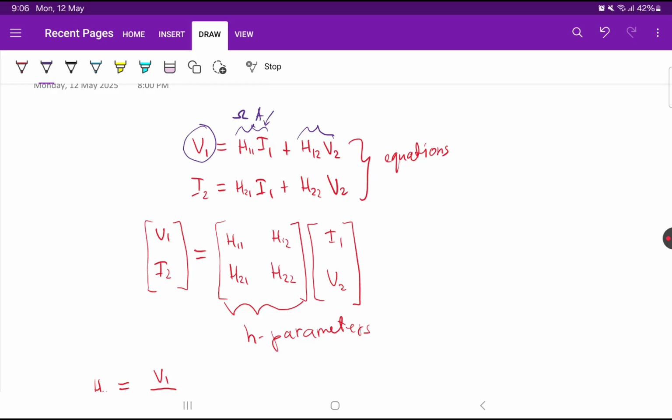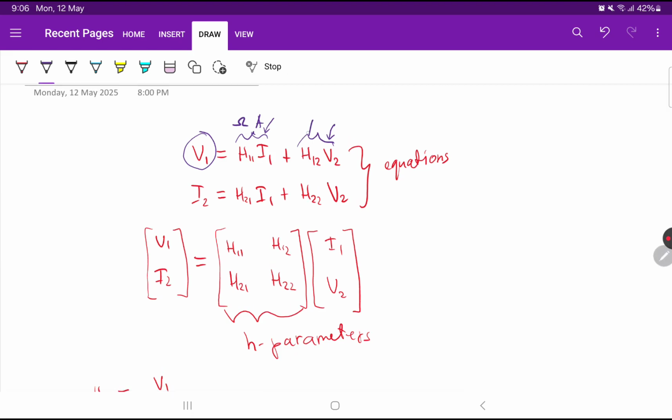While for the second term, you already have a voltage V2 in the term. So I don't need anything that will change the unit. It will still be volts. So therefore, this H12 must be unitless for it to be a volt. Unlike the first term, where I1 is a current, so you need to multiply it by ohms to become a volt.